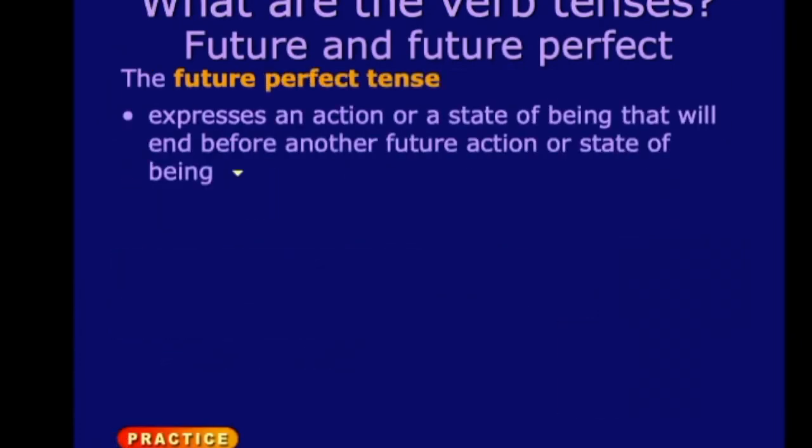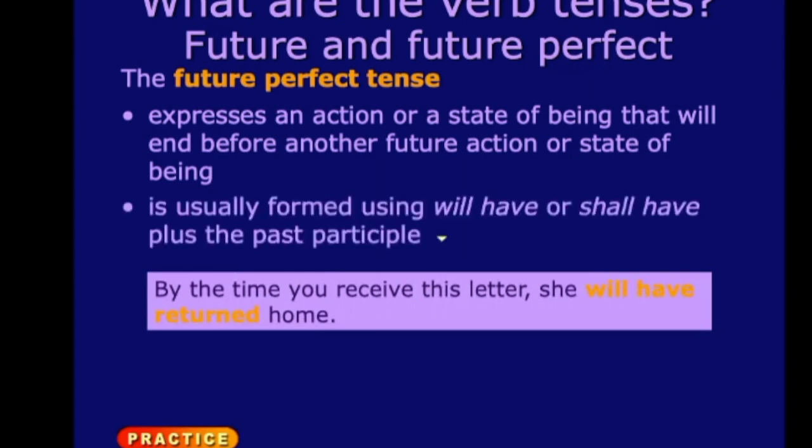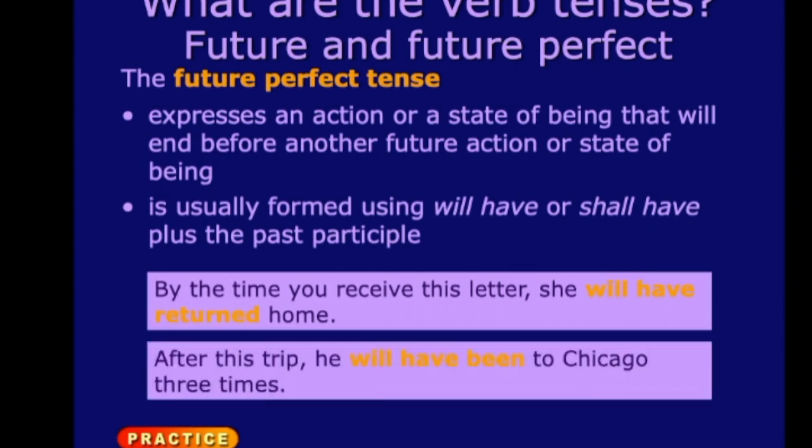Next, the future perfect tense expresses an action or a state of being that will end before another future action or state of being. By the time you receive this letter, she will have returned home. Future perfect tense is usually formed using will have or shall have plus the past participle. After this trip, he will have been to Chicago 3 times.